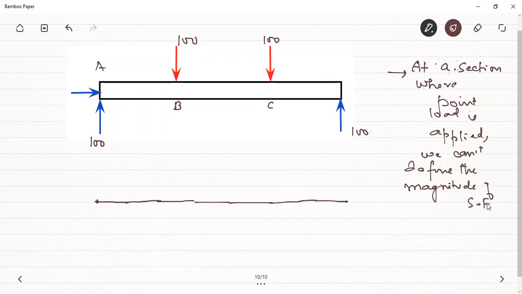So to find how we actually are going to do the question, I have to draw the shear force. I have to find the shear force at every point. Let me first take section A. This is a section where a point load is acting. What is the point load acting here? A reaction support of 100 Newton in the upward direction, isn't it? So actually, I won't be able to find the shear force at this point.